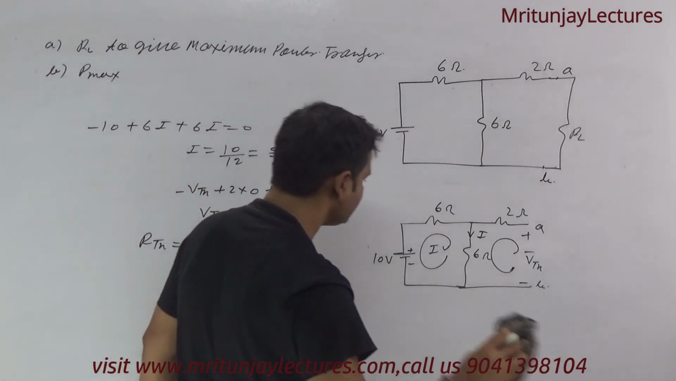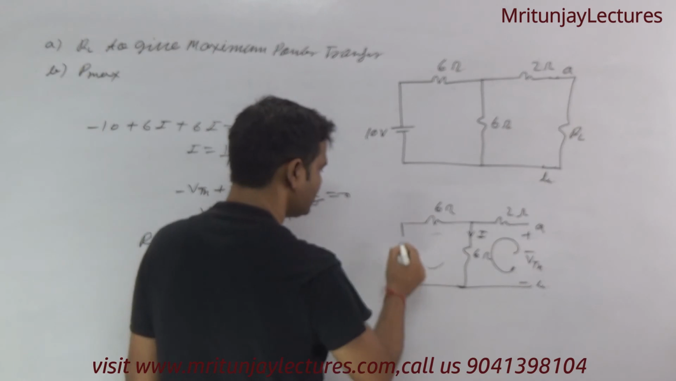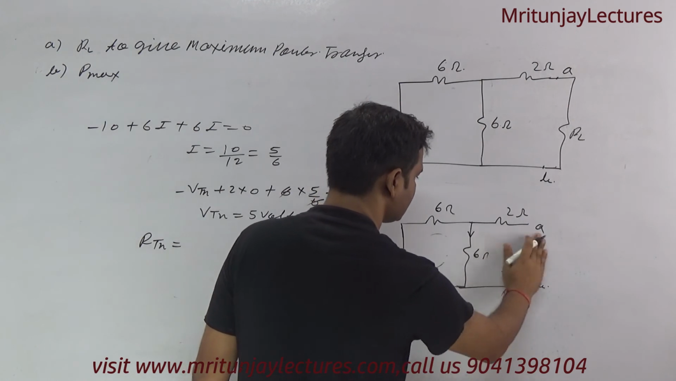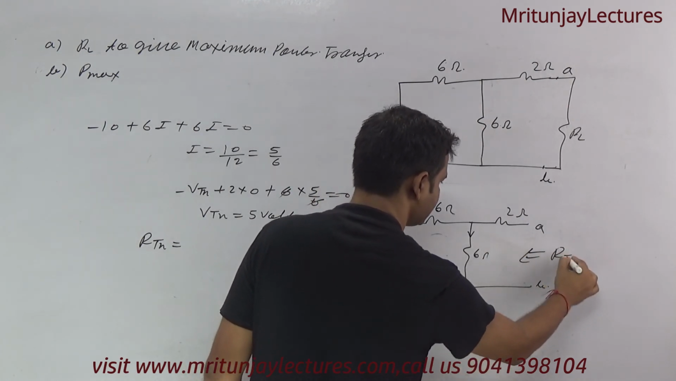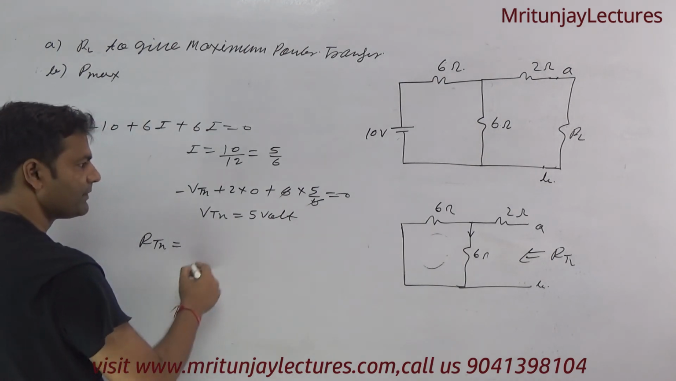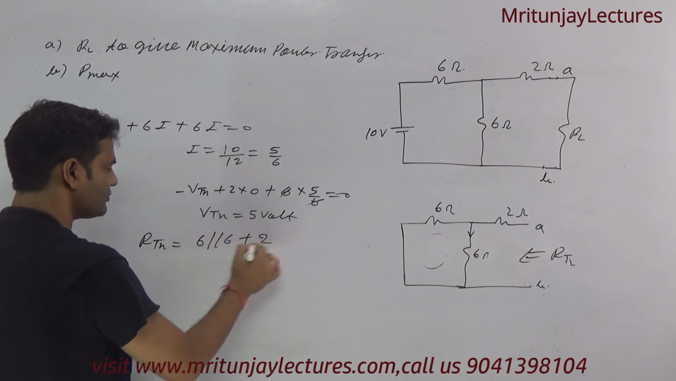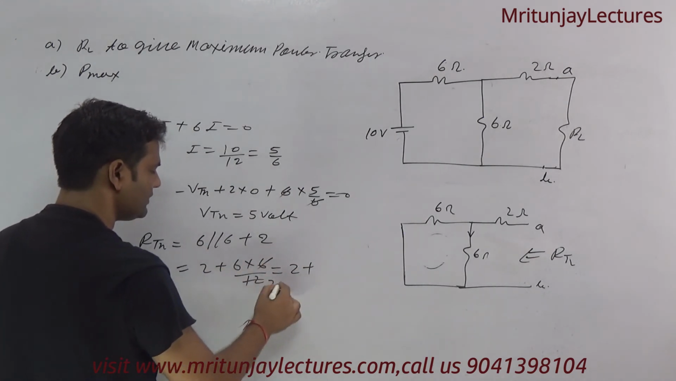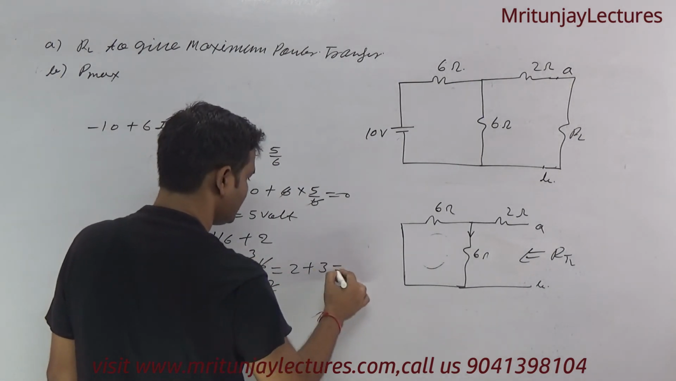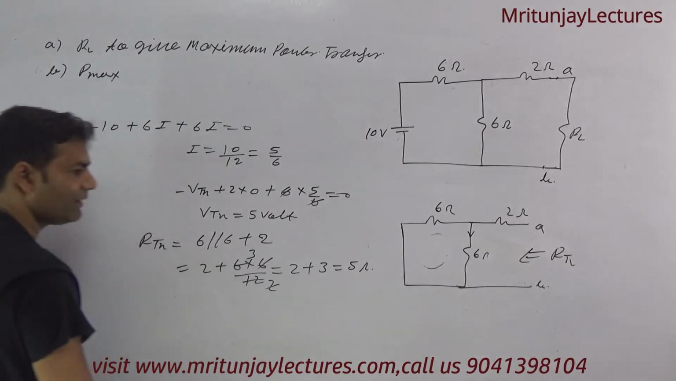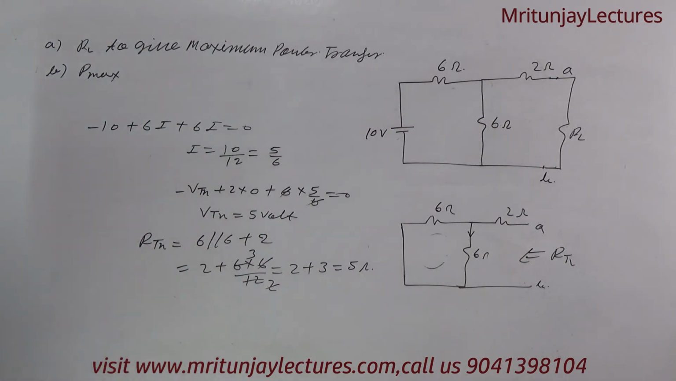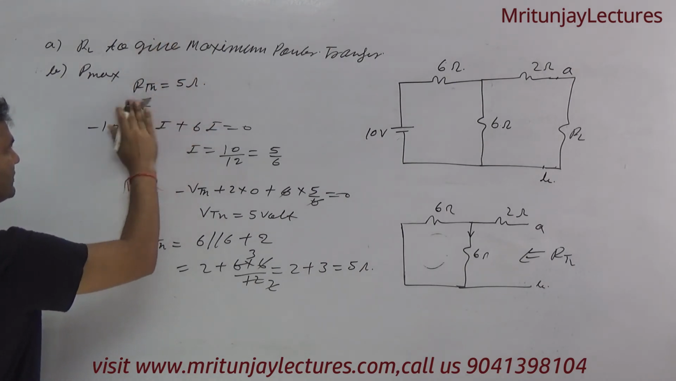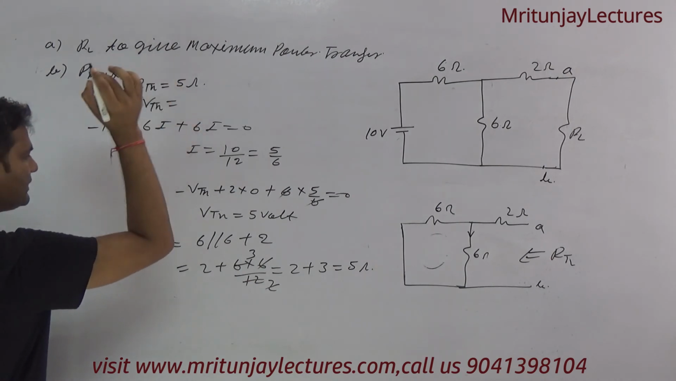If you determine RTH, this one is an open circuit and this voltage source is short circuited. That is RTH: 6 parallel to 6, plus 2. So 2 plus 6 into 6 divided by 12, that is 3, so 2 plus 3, that is 5 ohm. So finally we got 5 ohm. Clear? RTH is 5 ohm and VTH is 5 volt.